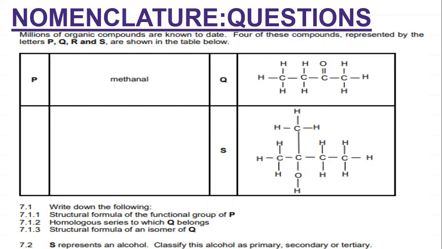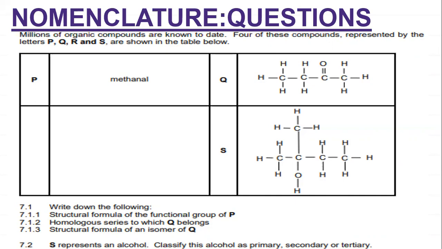Like I've indicated at the beginning, this session would be more about questions and answers. How do you get to answer questions related to nomenclature, which is the naming? So we're gonna start with a question. Let's look at this particular question. It reads that millions of organic compounds are known to date, and we've got three compounds represented by P, Q, and S, as shown in the table below.